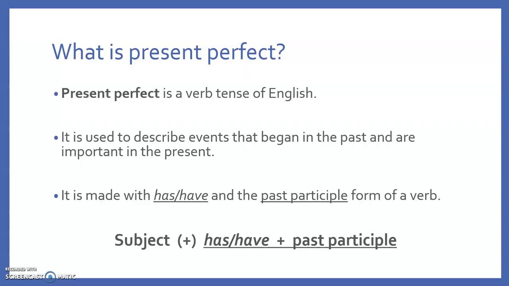Present perfect is a verb tense of English. It is used to describe events that began in the past and are important in the present. It is made with has or have and the past participle form of a verb. If you know how to use has or have and the past participle, then you can easily make a present perfect sentence.